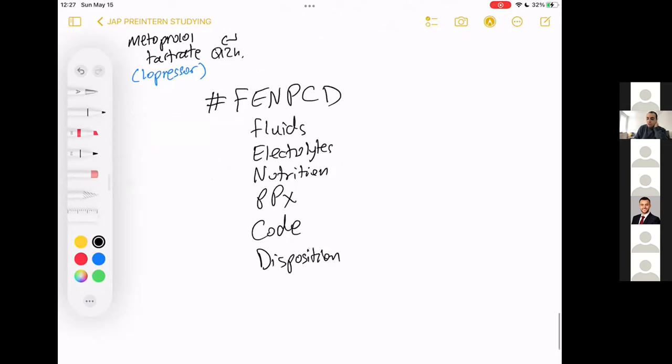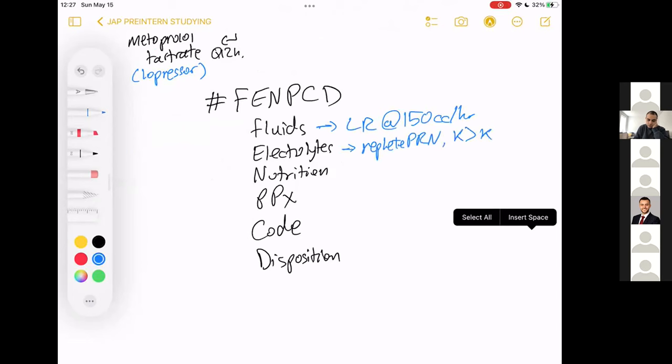Okay? Fluids is gonna be what kind of fluids you're giving the patient. For example, you're putting him on LR at 150 cc per hour. Or you're diuresing them. Electrolytes, you wanna mention that I'm repleting the electrolytes PRN. If you have specific parameters, for example, I wanna keep the K above four, because I'm diuresing.